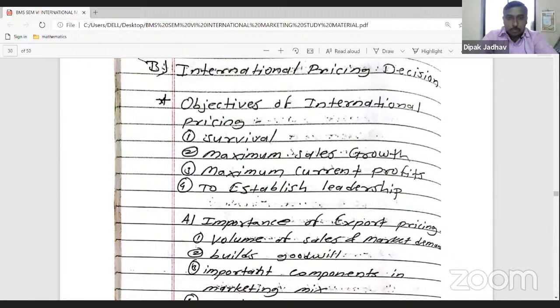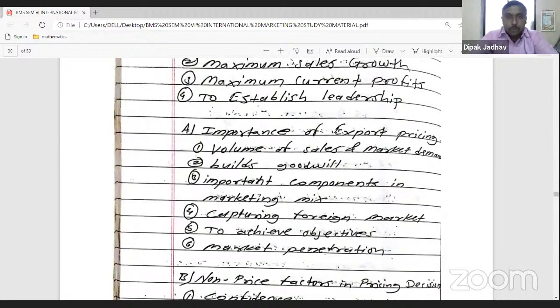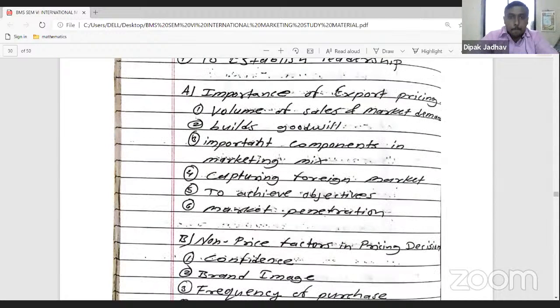One by one, I am going to explain how to improve export marketing pricing. How can we improve export marketing volume through sales and market demand? We are focusing on maximum volume, increasing the quantity of sales and building goodwill, as well as the important components in the marketing mix. Capturing the foreign market means focusing on how we can capture it and fulfill the needs of our overseas customers, and achieving the primary and secondary objectives of import-export, or international marketing. Then we can do market segmentation and penetration better.